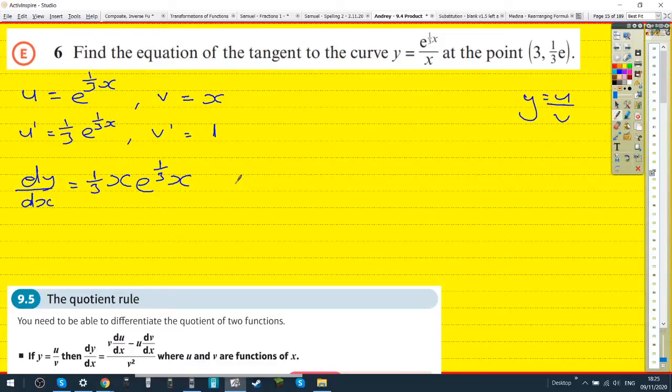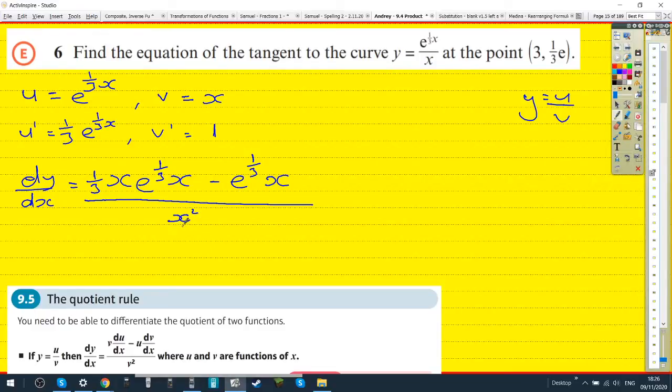And then I do minus e to the third x. Yeah. And so I do all over x squared.